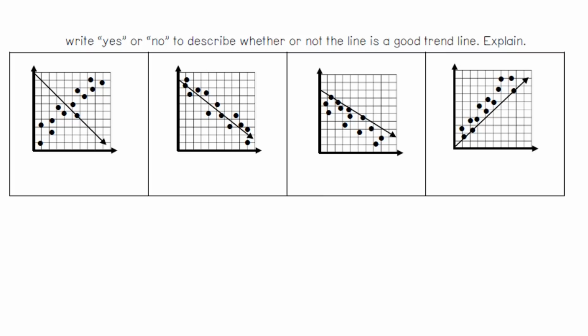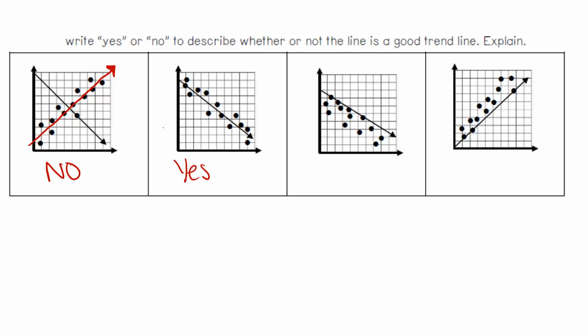And the last problem, it wants us to write yes or no to describe whether or not the line is a good trend line. So for the first one, this is not a good trend line because it's not following the points. We want the line to run through the middle of the graph. And so we want a line similar to what I have drawn going through the middle of the points. The line that was given is going the opposite direction.